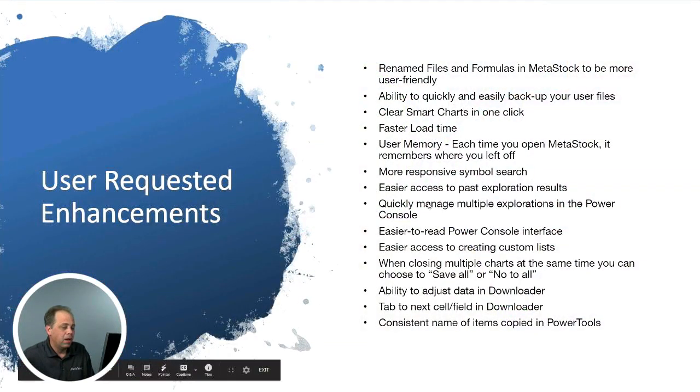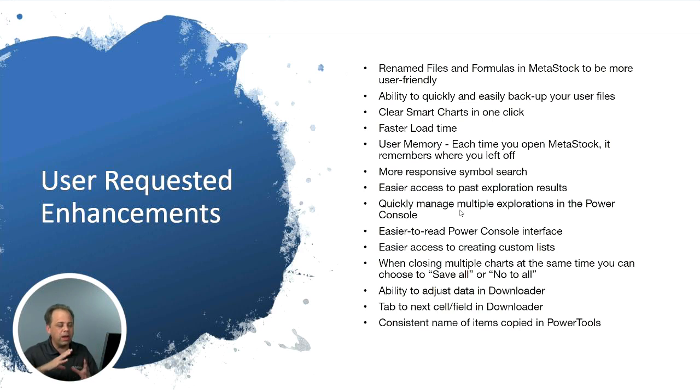Okay. Let's see. Quickly manage multiple explorations in the console. They just made that a little bit easier to organize. It's all on the same screen now. They made the Power Console easier to read, with easier access to creating custom lists. You saw that in the Power Console. You'll just use QuoteCenter to make lists all the time.